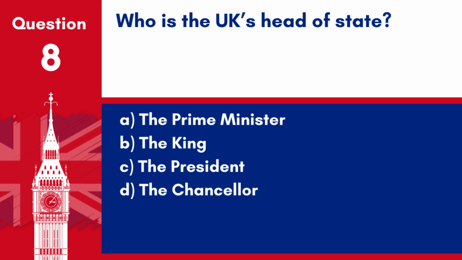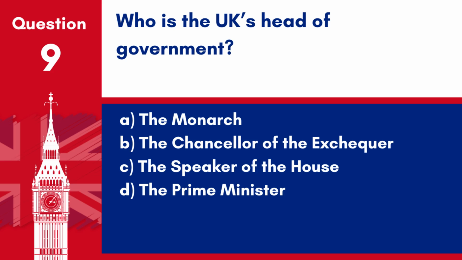Answer: B. The King. The monarch is the head of state in the United Kingdom. Question 9. Who is the UK's head of government? A. The monarch. B. The Chancellor of the Exchequer. C. The Speaker of the House. D. The Prime Minister.